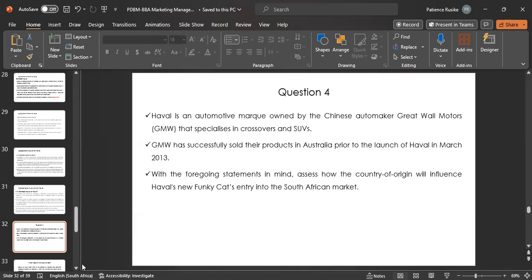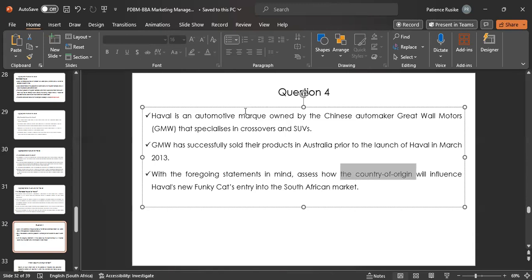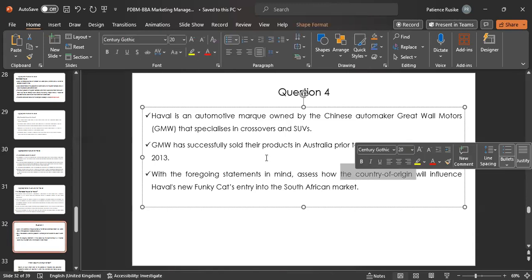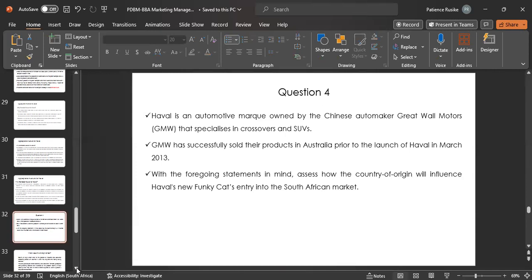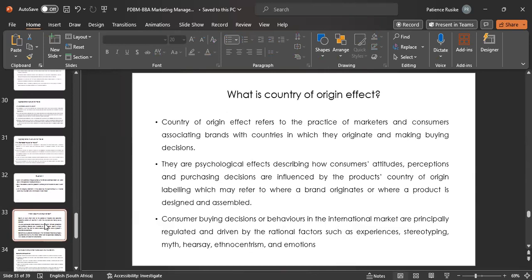Right. So basically, we want to talk about what is known as the country of origin. I think it's in the study guide. If you check on page 296, they speak about the country of origin effect. I want us to talk a little bit about country of origin before we try to answer the question, so that when we answer it, we know exactly what it is.